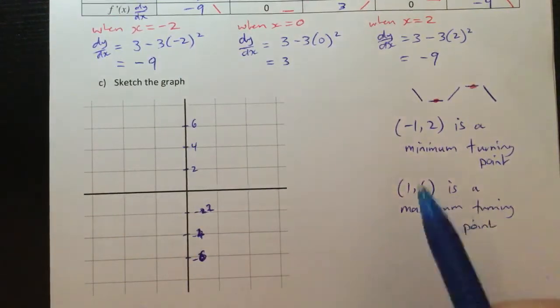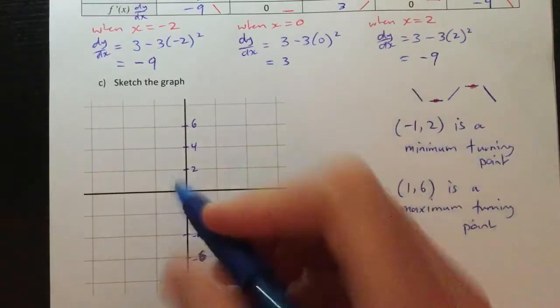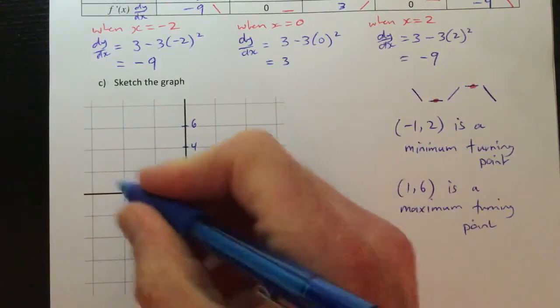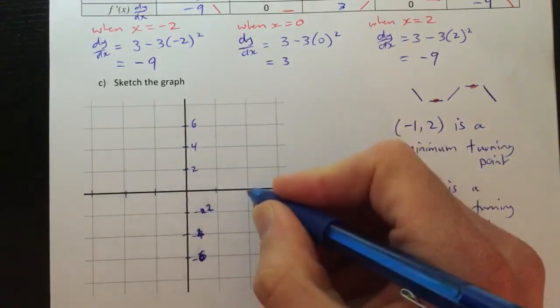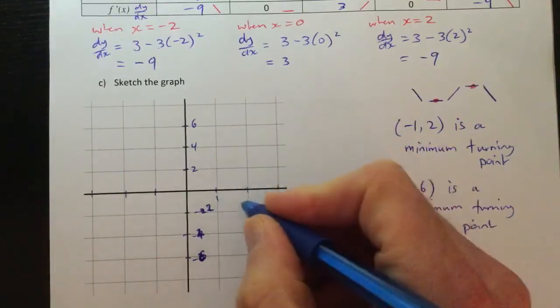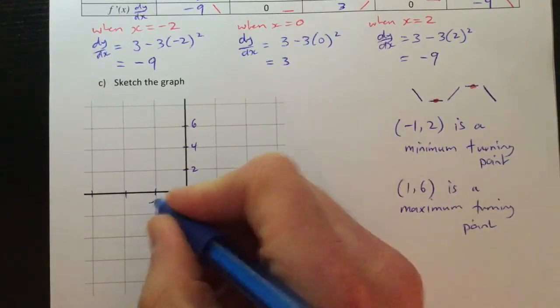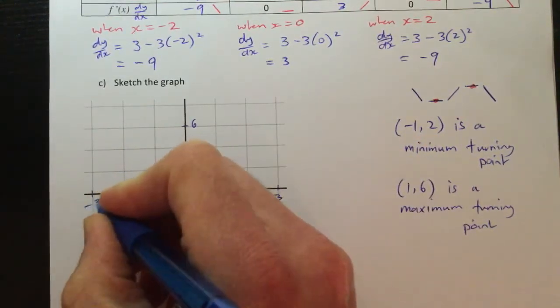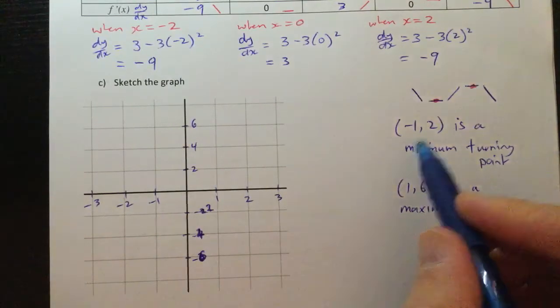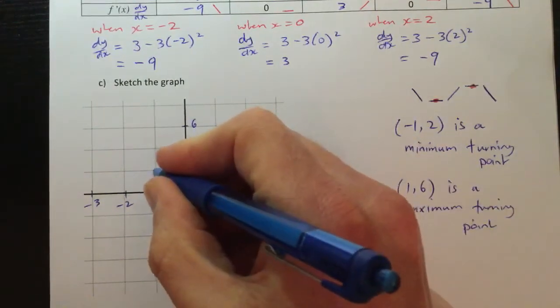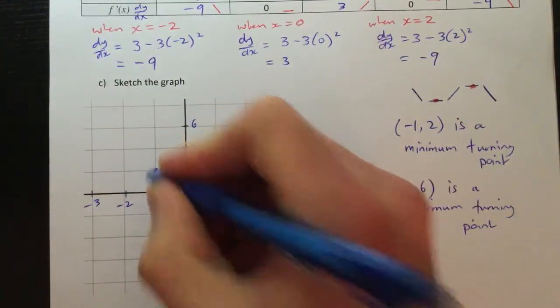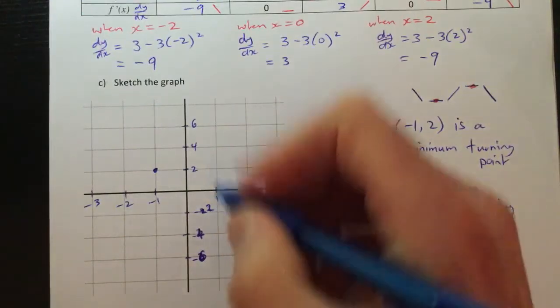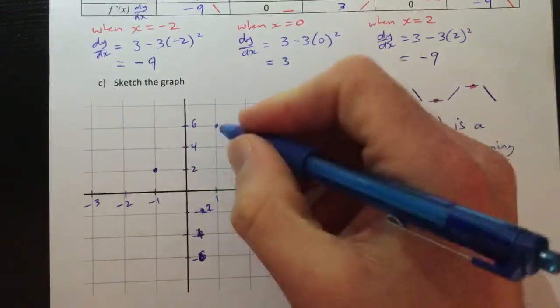Okay. So (-1, 2). I reckon along the x-axis here we're going to get away with just going up by 1s. Let's see if I can count by 1s this time. I think I've done an okay job there. So (-1, 2), we said, was a minimum turning point, and (1, 6) is a maximum turning point. All right.